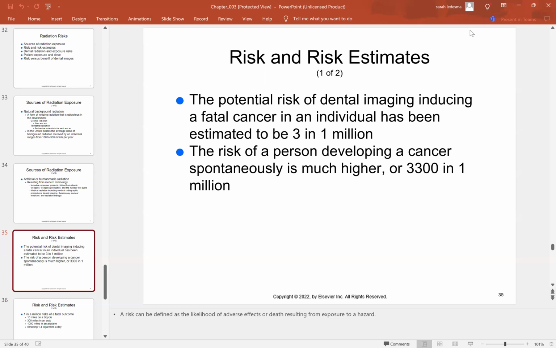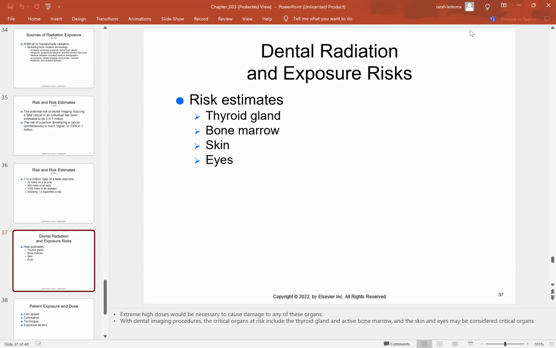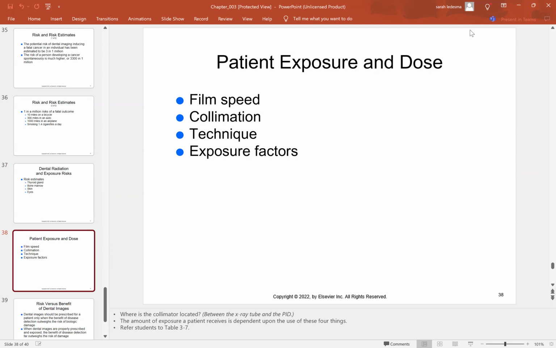Risk and risk estimates. The potential risk of dental imaging, including a fatal cancer in an individual, has been estimated to be 3 in 1 million. The risk of a person developing a cancer spontaneously is much higher, or 3,300 in 1 million. Dental radiation and exposure risks. Risk estimates: thyroid gland, bone marrow, skin, and eyes. Patient exposure and dose, including speed, collimation, technique, and exposure factors.